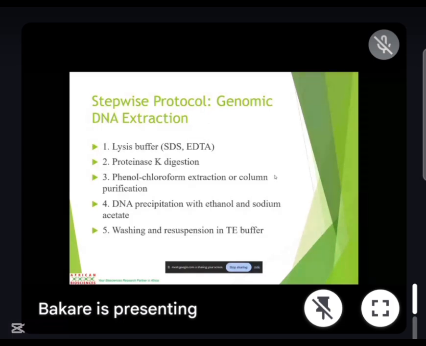So this is for DNA. Your lysis buffer is either SDS, EDTA, your protein digestion, that's for your purification, and this for phenol as well. Then also precipitate with ethanol or sodium acetate. All these things, you cannot use it for RNA.